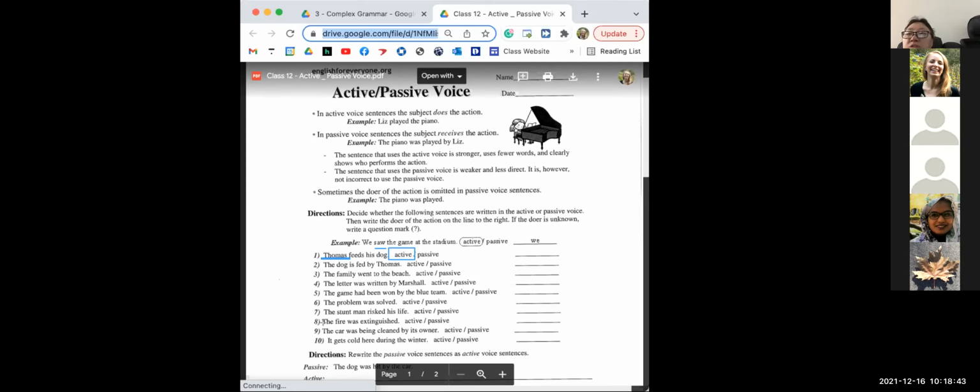All right, a volunteer for number 2. The dog is fed by Thomas. Passive. And who is the doer of the verb? Thomas. Again, still Thomas. Yeah, we see him here at the end of the sentence. What is the main verb in sentence 1 and 2?